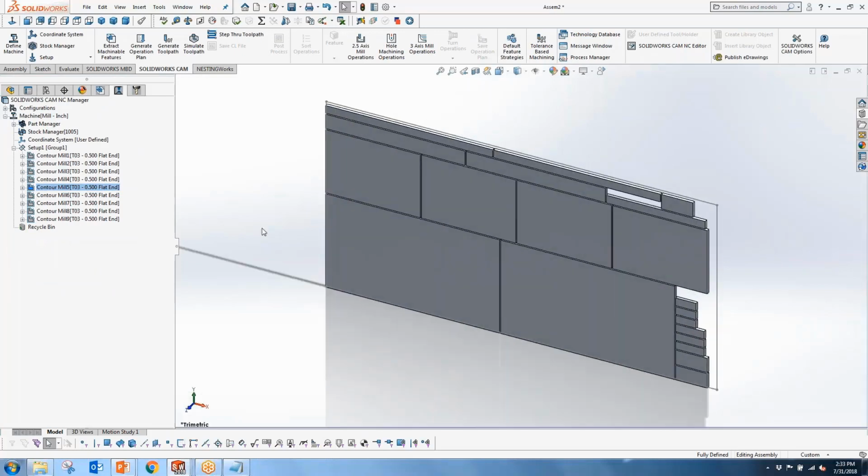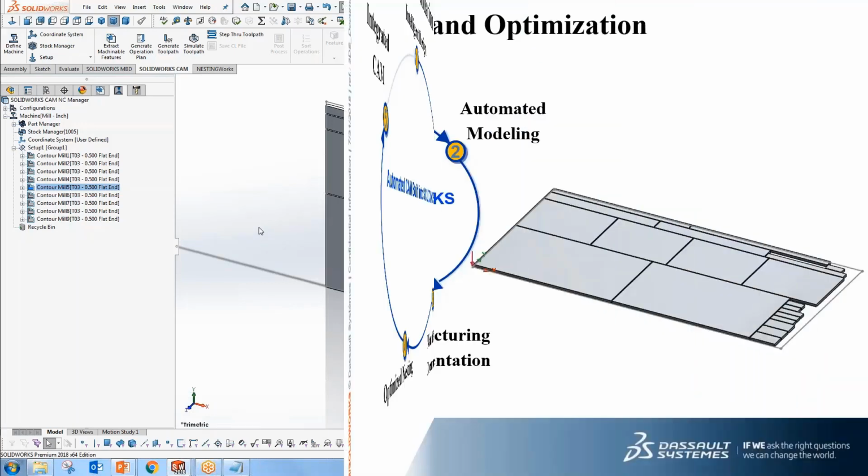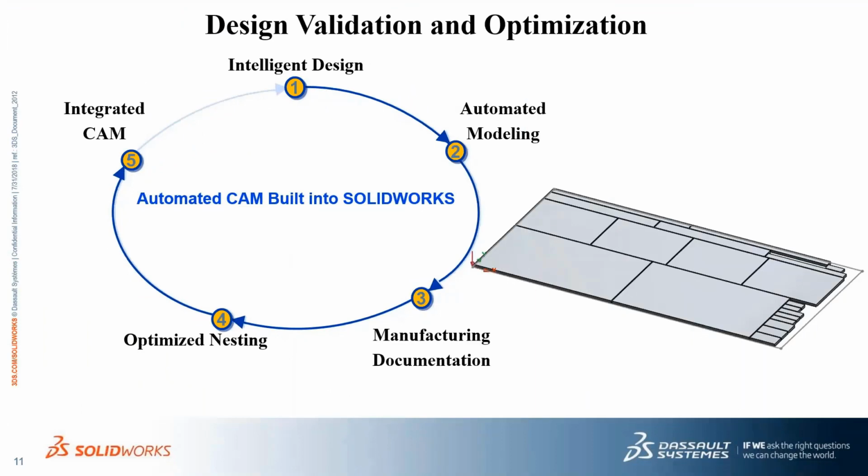We can also take a look at a stock versus final comparison to make sure that everything was cut the way that it needs to be and to the detail and precision that we want. With SOLIDWORKS CAM, we saw how easy it is to extract the machinable features, how we can easily use what NestingWorks created to set our stock and coordinate systems, and how we can delve deep into understanding the G-code that will be created using the Simulate Toolpath. And all of this is capable with having automated CAM built directly into SOLIDWORKS.